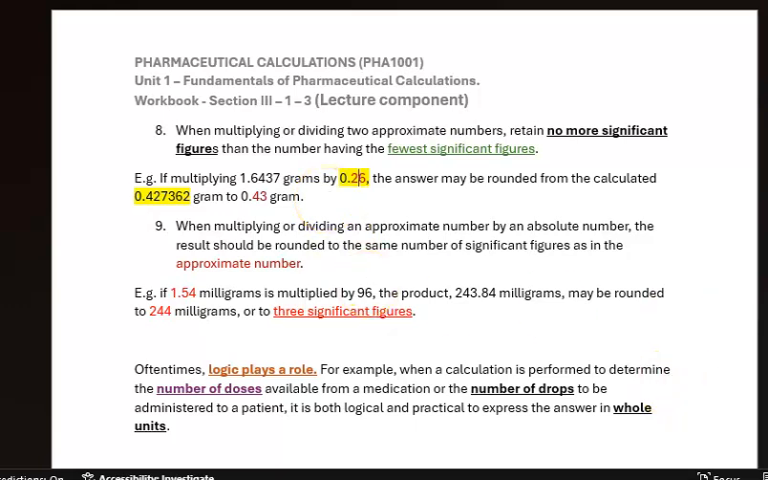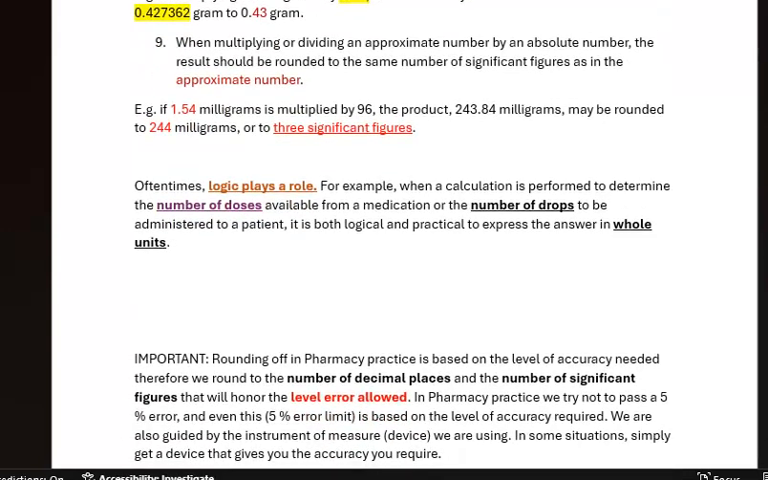So to conclude this recording, keeping it to 15 minutes, rounding off is important in pharmacy practice. Thank you.